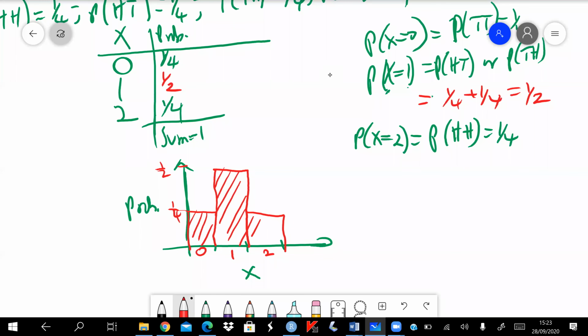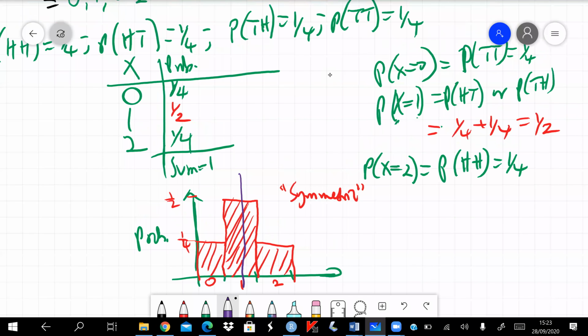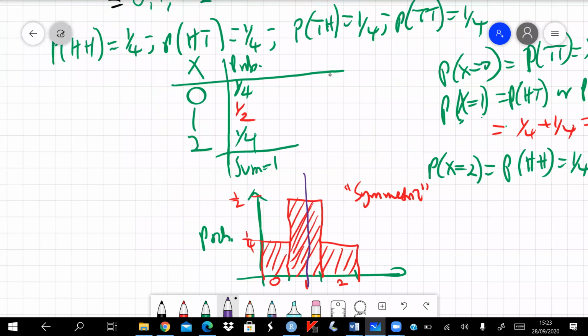That's the distribution graphically. What kind of shape is that? What shape is that? This is symmetric, because you can divide this distribution into two identical and equal halves like that. So this is a symmetric distribution, and so on and so forth. Okay. All right. So now that's what we call a probability distribution.